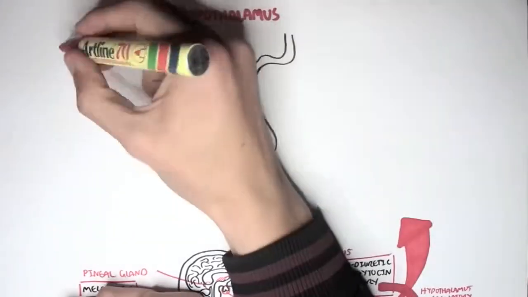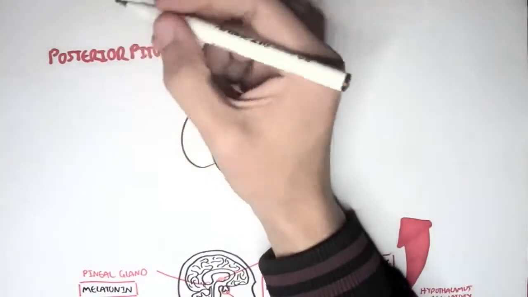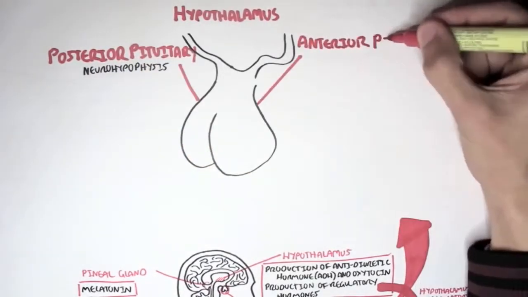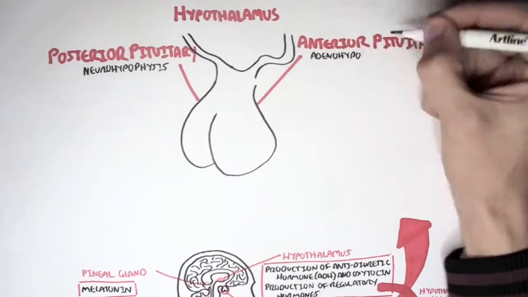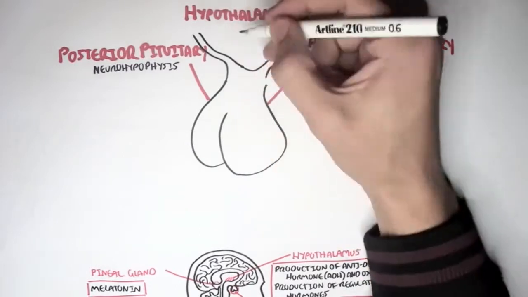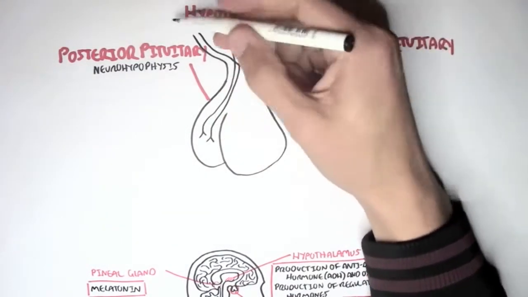The pituitary glands consist of two lobes. One is called the posterior pituitary, which is at the back. It's also known as the neurohypophysis. And then we have the anterior pituitary, also known as the adenohypophysis. I hope I'm pronouncing it right. Anyway, let's first look at the posterior pituitary and what it secretes.